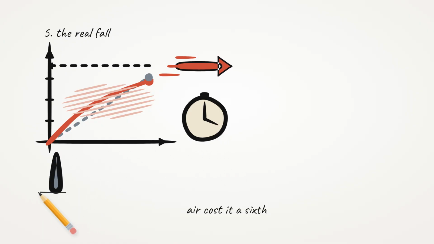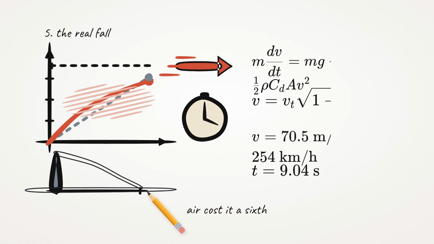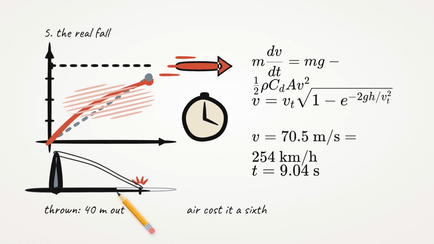So air cost it 16% of its speed, and the throw, 5 meters per second sideways, carries it 40 meters out.